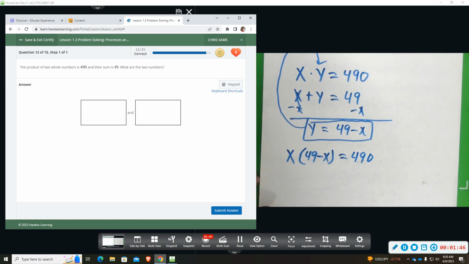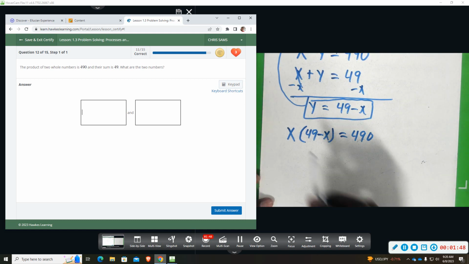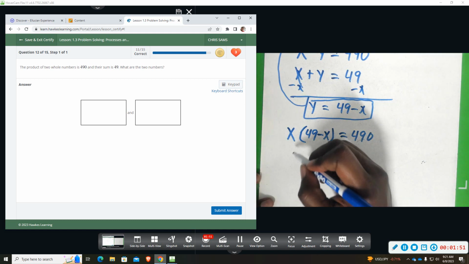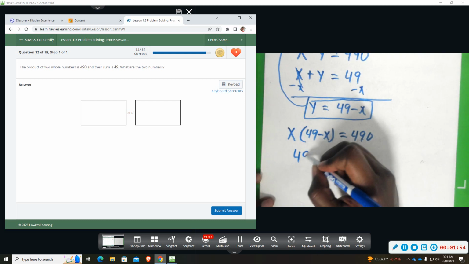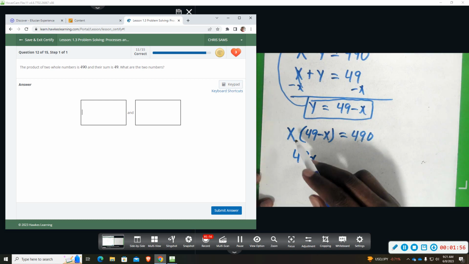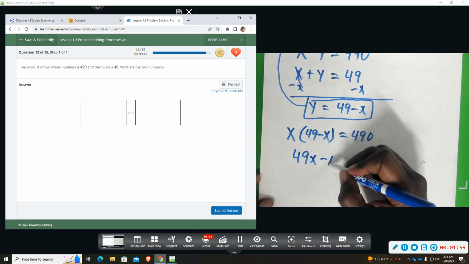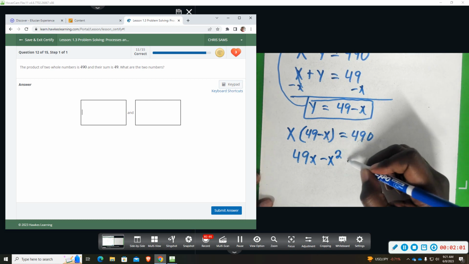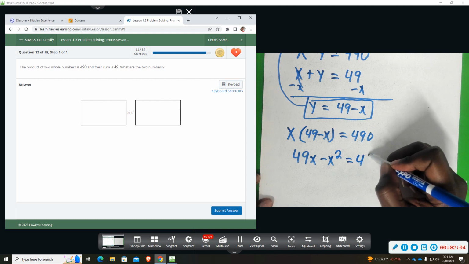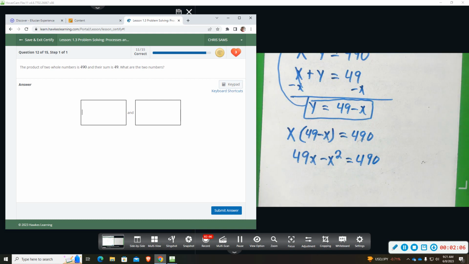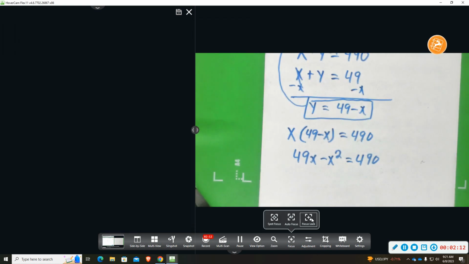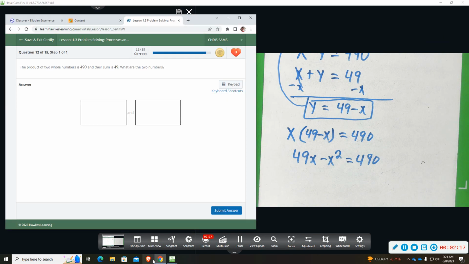And then I'm going to distribute and start solving this. x times 49, 49x. x times negative x gives us a negative x squared, and that equals 490. Okay, at this point it looks like a factoring problem.